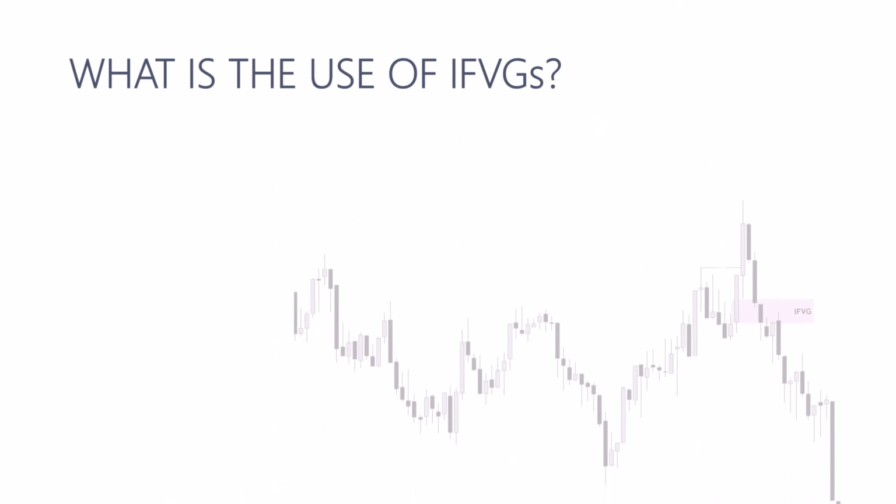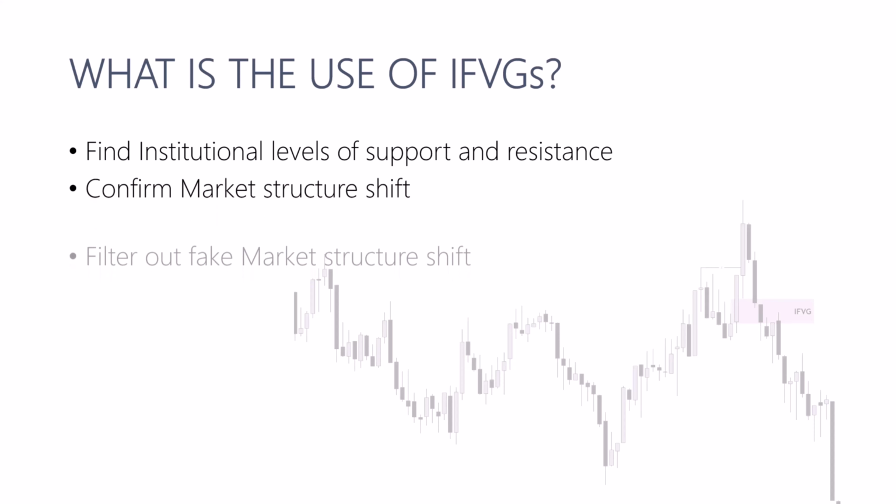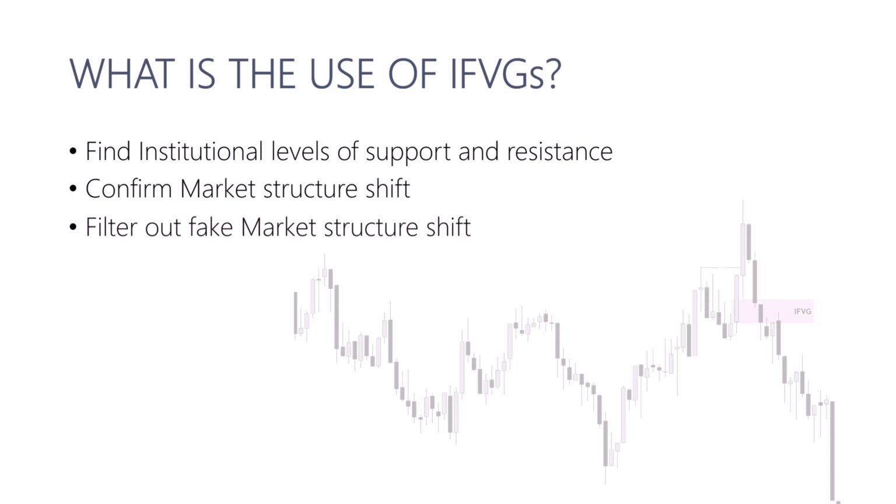So what is the use of inversion fair value gaps? First of all, to find institutional levels of support and resistance. Second, confirm market structure shift. Third, filter out fake market structure shift. And also find high probability setups.